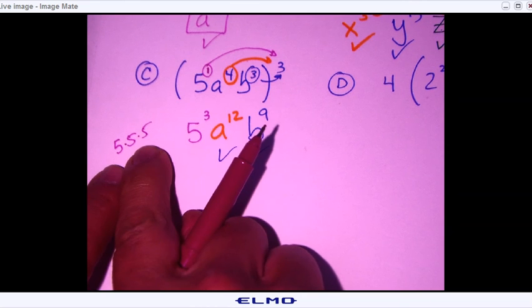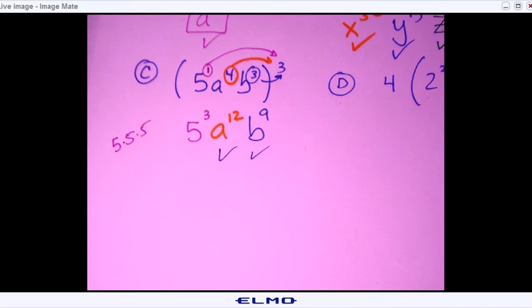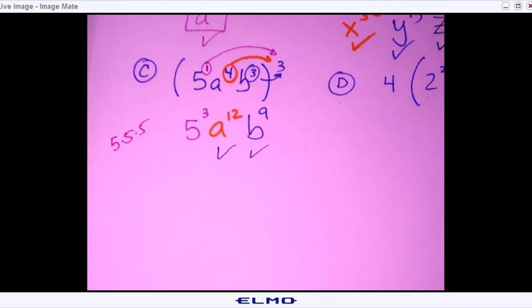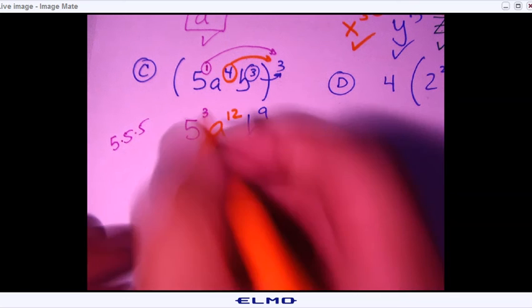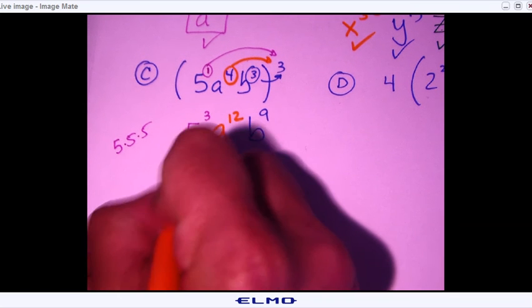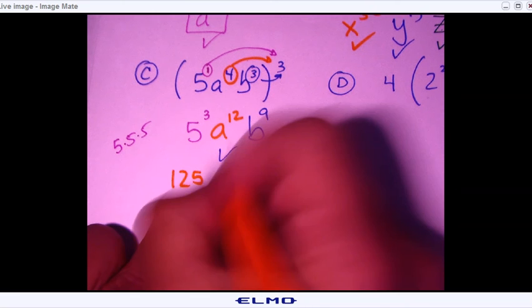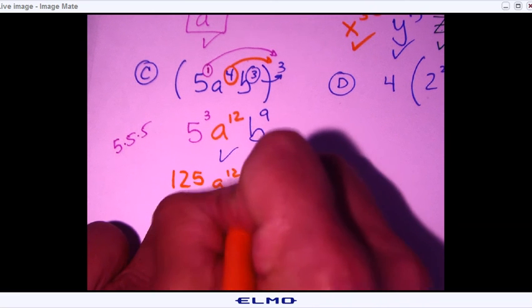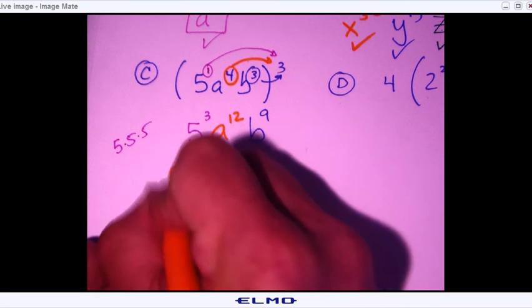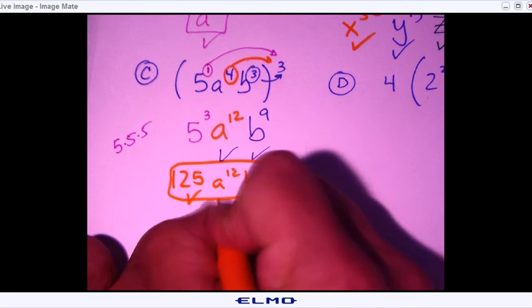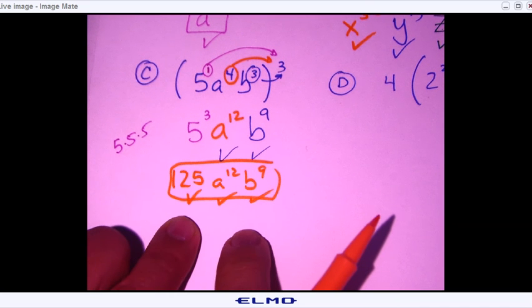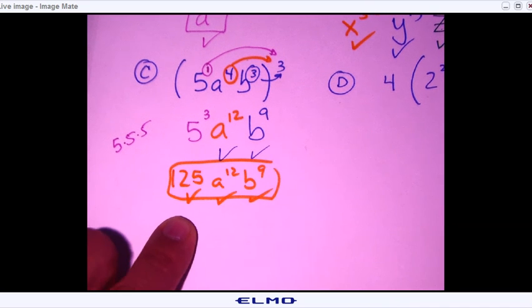See that? So what's 5 times 5 times 5? Anybody? 125. Yes. See your mistakes. Some of you guys put 15. So A to the 12 and B to the 9. All right. So again, you got that right, that right, there. That's already 90 points. So far, so good.